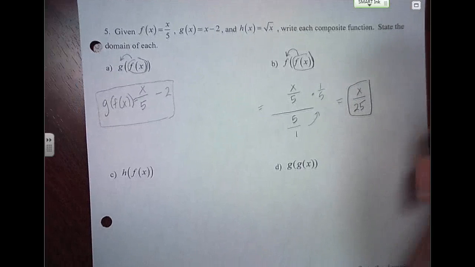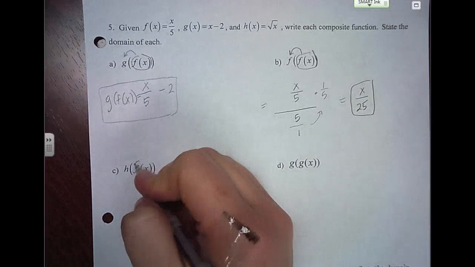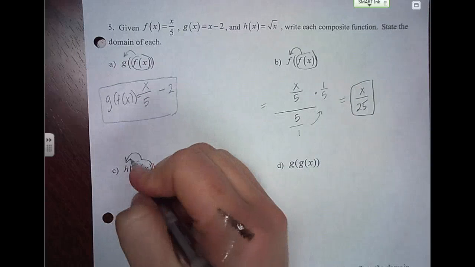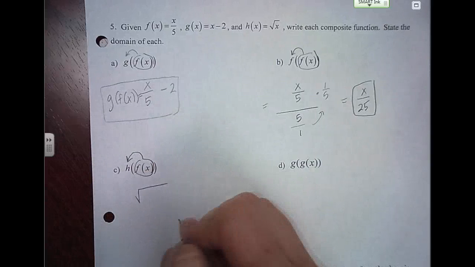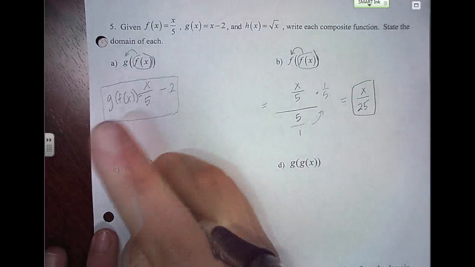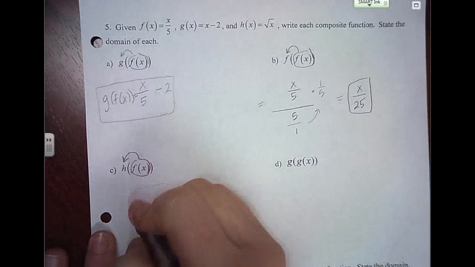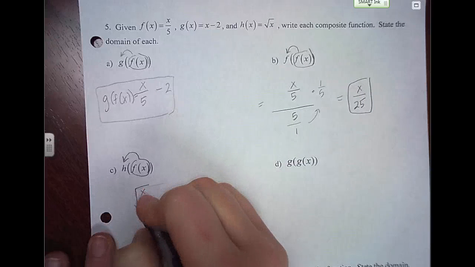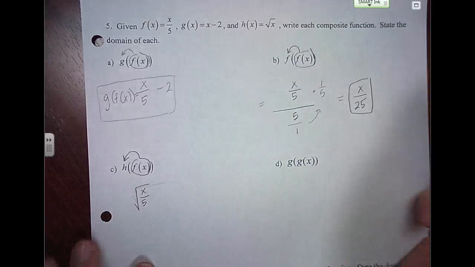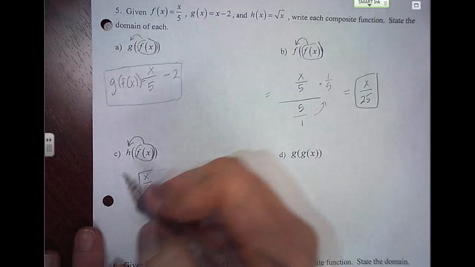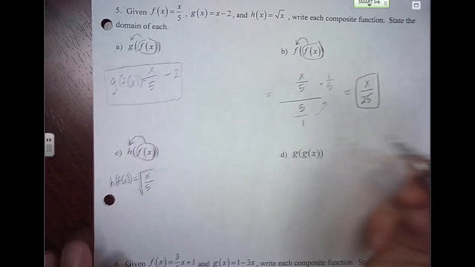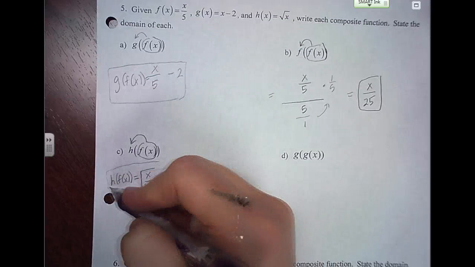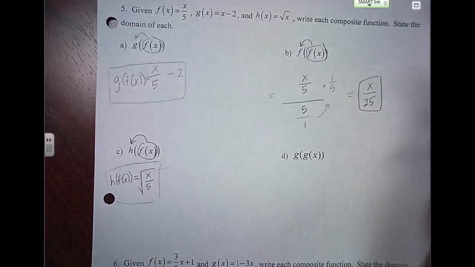C, we want to take the f equation, put it into the h equation. So the h equation is a square root of x. So in for x, I need to make that a little taller. So it's a square root of x, but in for the x, I'm going to put the f equation. So square root of x over 5. So h of f of x equals square root of x over 5.